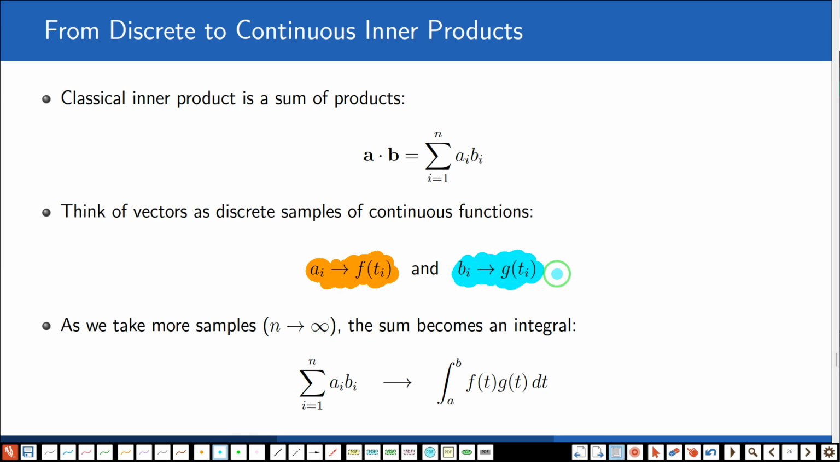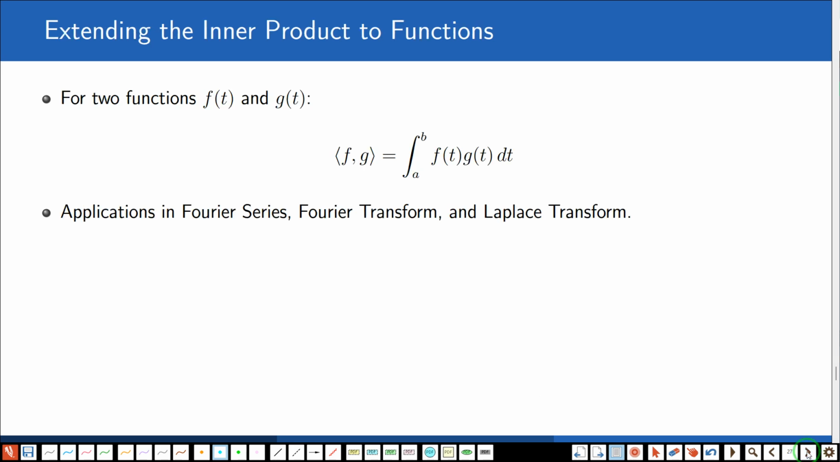If we get more samples, say infinite samples, then we can convert this summation to this integral. And instead of having discrete values, we have continuous values. And here it is the continuous inner product, the inner product defined for functions. It is very useful. So for two functions f(t) and g(t), we can define the inner product in this term, and that's the integral of f(t) times g(t) between two limits.